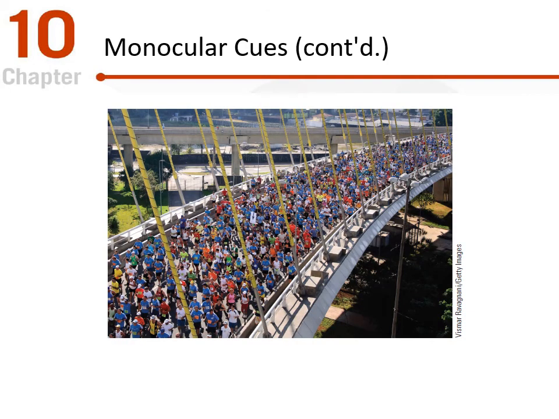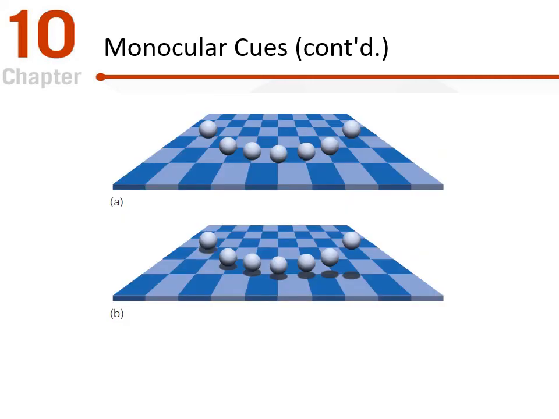And this next photo is an example of texture gradient where clearly everyone is equal distances from each other, but as you can see, as you look farther in the distance, the people look more packed and tightly together than they do in the front of the picture, which in reality, everyone is the same distance from each other, just our perception.